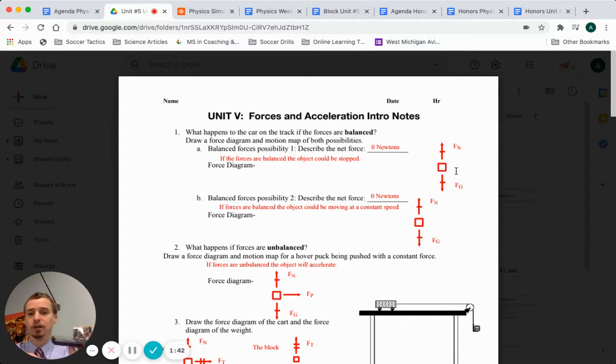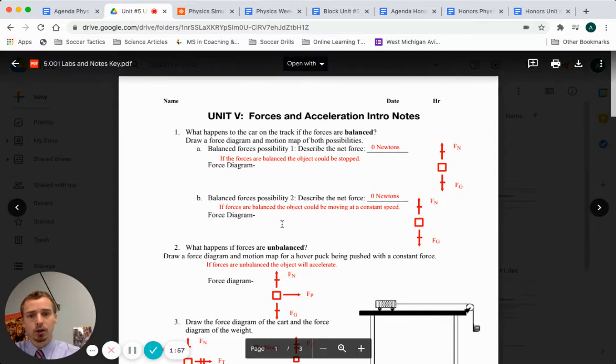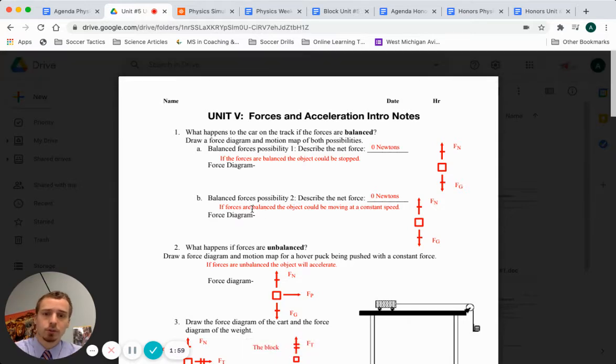I could also have it be going at a constant speed, and that would have the exact same force diagram, right? I would have force normal going up, force gravity going down, and there's no force pushing it to the left or to the right. There's no force friction pulling it back. There's no force pushing it forward. It's just moving on its own at a constant speed. So that's situation number 2. The forces are balanced, and the object is moving at a constant speed.